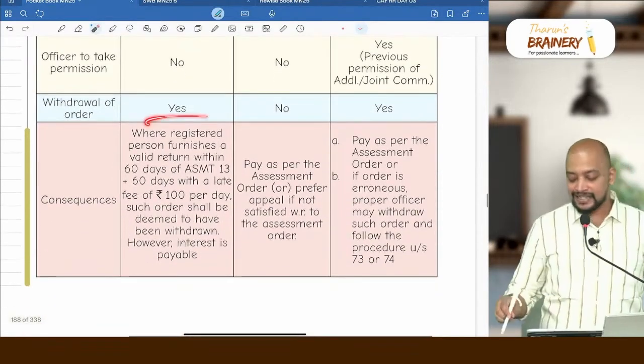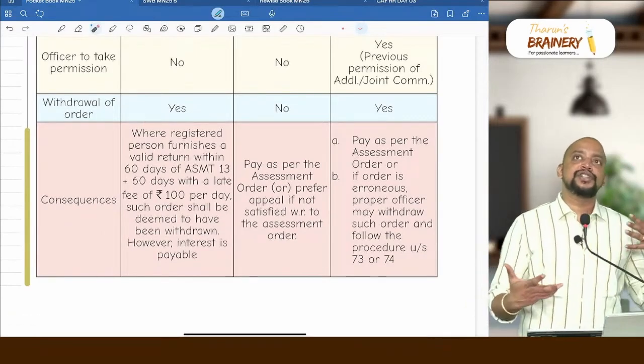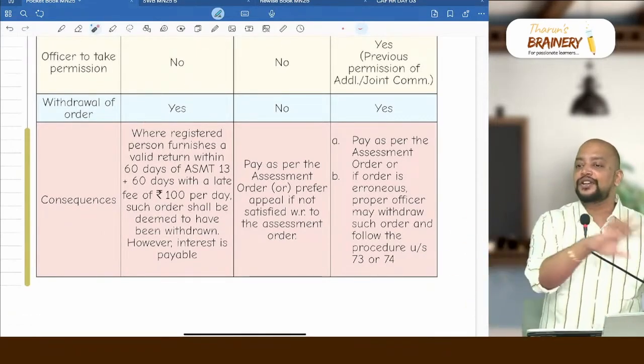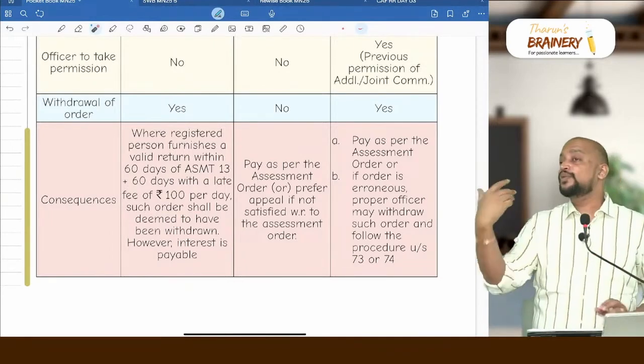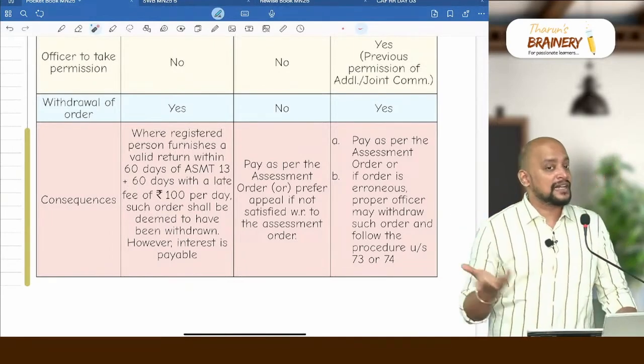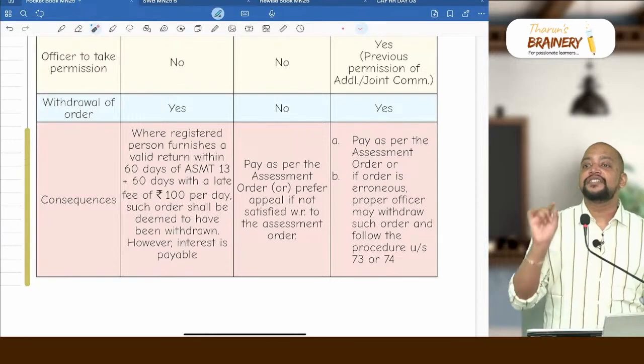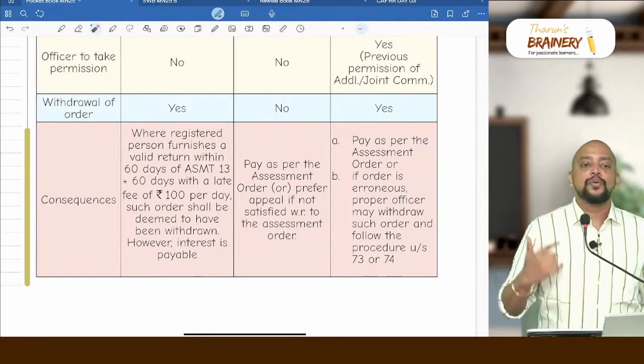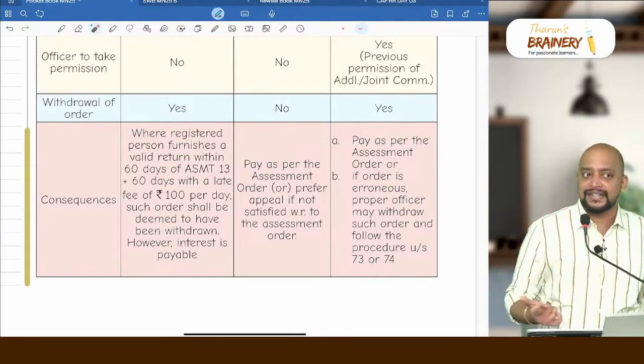Withdrawal of order? Yes. What is the reason why they are going for best judgment assessment? Because we are not filing the returns. What if we file the returns? They will withdraw the best judgment assessment order. But what is the time limit within which we need to file the return? After best judgment assessment order, within 60 days we need to file the return. Then they will withdraw the best judgment assessment order, and as per returns, whatever is your tax liability, you need to pay the tax liability.